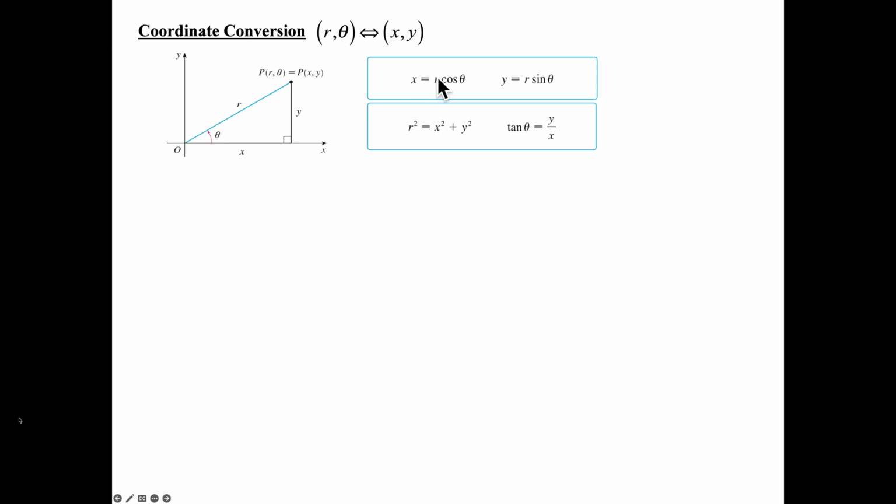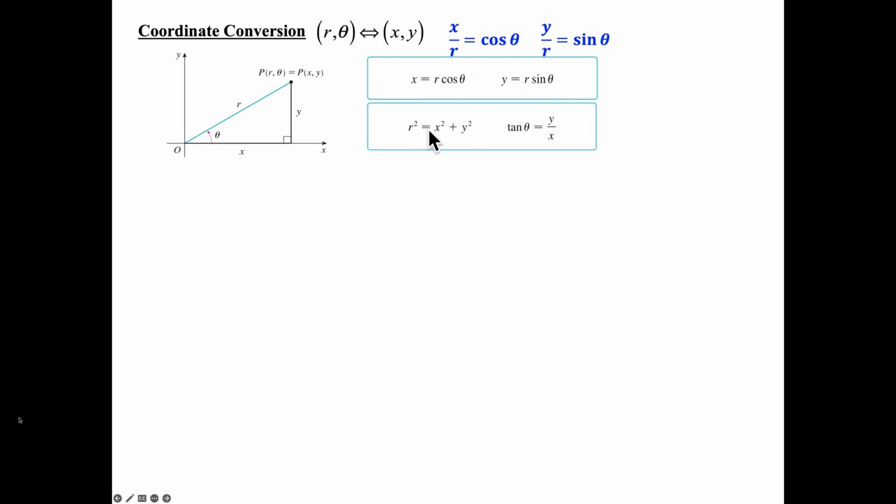X is equal to r times cosine theta. Well, where does that come from? Well, if I look at theta and my r and my x, that's cosine. That would be like cosine theta equals x over r. Sine of theta is y over r, opposite over hypotenuse. Okay, just solve for x and y. Multiply the r's over.